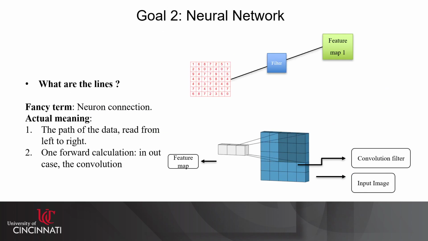And what are the lines? Okay, the lines are neuron connections, and what they really are is just a path of the data. It starts from the left and goes to the right. So left is the input, right is the output. And a line is not simply passing through data. We're doing computations here. Since we're extracting features, obviously we're trying to use convolution, as we mentioned earlier.